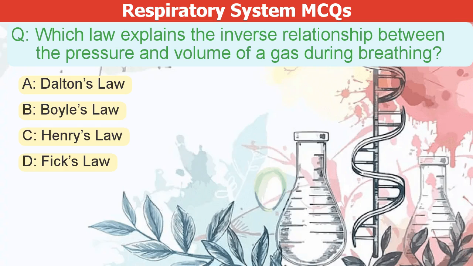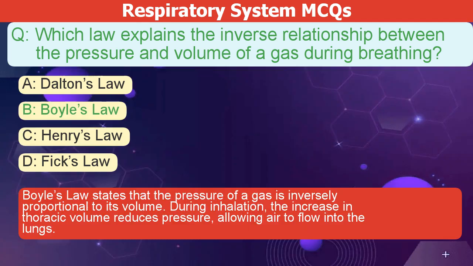Which law explains the inverse relationship between the pressure and volume of a gas during breathing? A. Dalton's law. B. Boyle's law. C. Henry's law. D. Fick's law. The correct answer is B. Boyle's law states that the pressure of a gas is inversely proportional to its volume. During inhalation, the increase in thoracic volume reduces pressure, allowing air to flow into the lungs.